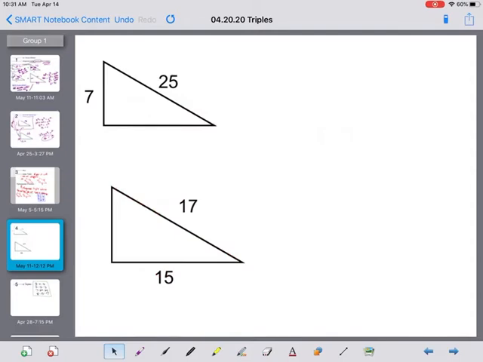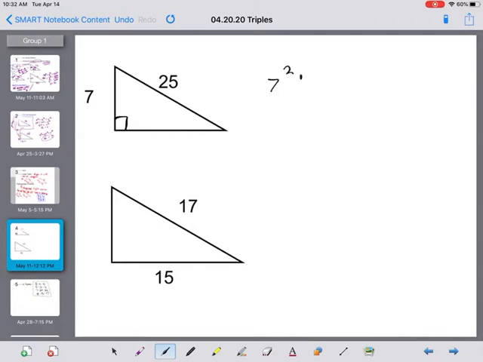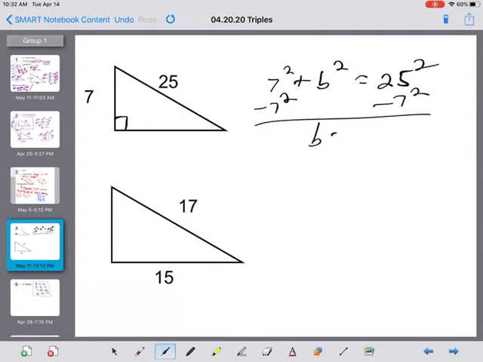All right, so here are the other 2. Go ahead, use your Pythagorean theorem to find the third side. So this one you'll set up 7 squared plus b squared equals 25 squared. Do out your Pythagorean theorem by subtracting 7 squared from both sides. You should get 24. And then this one, you should get 8, because 8 squared plus 15 squared equals 17 squared.